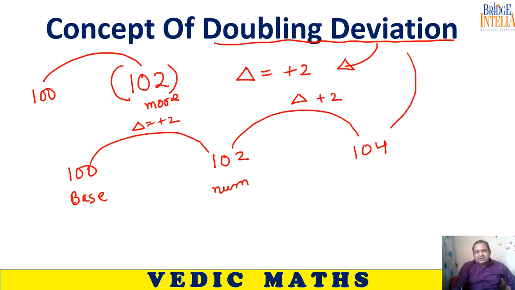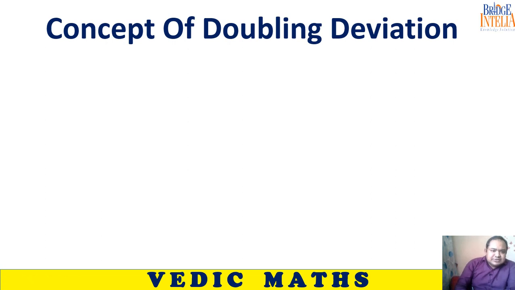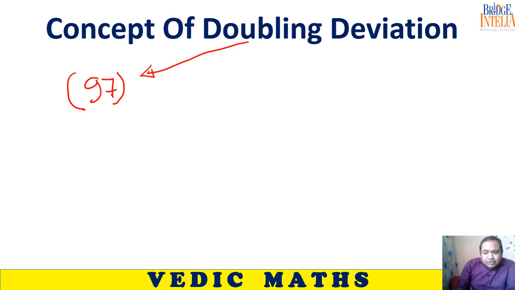So, this is the meaning of doubling the deviation. Suppose I ask you to double the deviation of 97. I gave you a number 97 and I asked you to double its deviation. So, what should your approach be? The given number is 97. This is very close to 100. But 97 is less than 100. So, deviation is -3. You have to double the deviation.